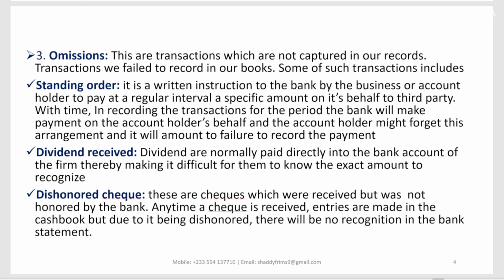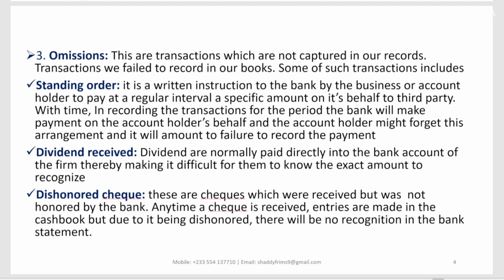Every month, an amount should be sent to your insurance company. But you get to a time you forget that you have given an instruction to the bank that this payment should be made on your behalf. So you may forget to record this transaction in your cash book. But because the bank is also acting upon the instruction that has been given, they will keep on making those payments on your behalf. And anytime they make this payment, they will record that transaction.